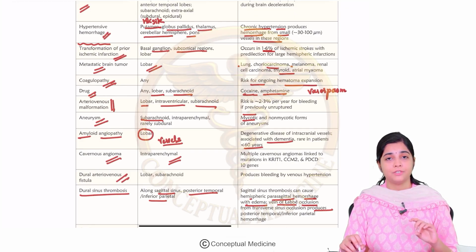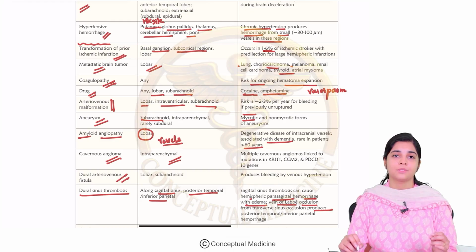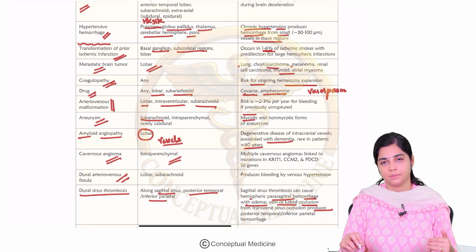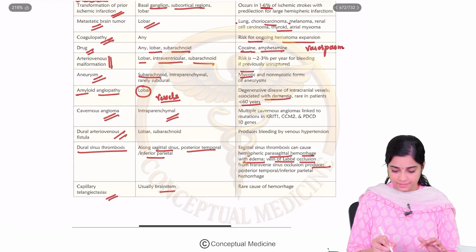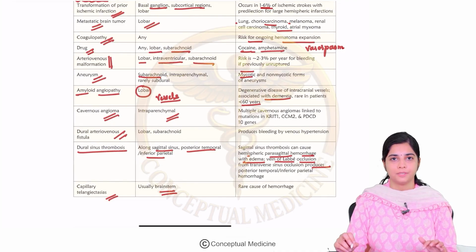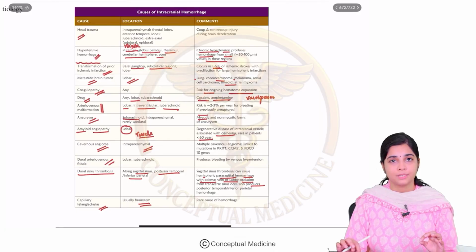The characteristic feature of dural venous sinus thrombosis is that they present with headache and focal neurological deficits, because surrounding the clot you can have edema and hemorrhage. Then telangiectasias in the brainstem can also be a rare cause of hemorrhage. So these are the various etiologies for hemorrhagic stroke.